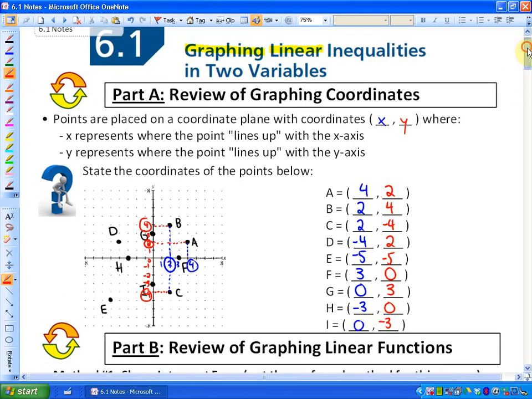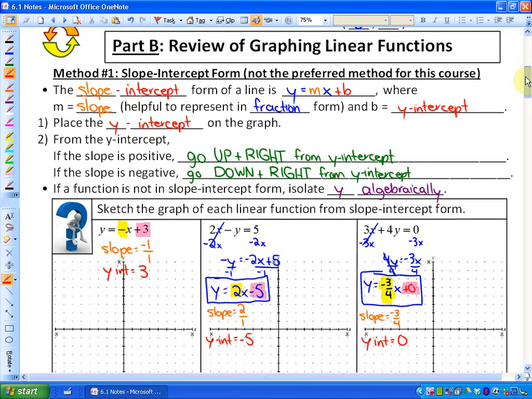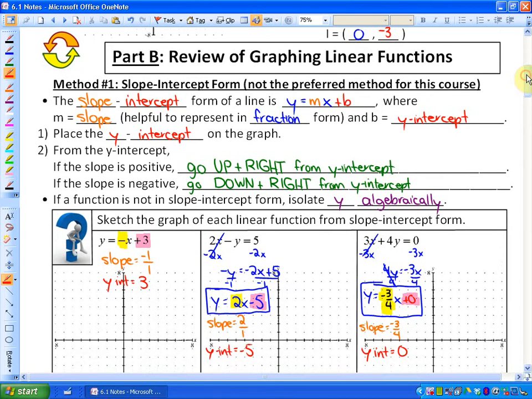What we're going to review now is two methods of how we graph lines. What I will mention is I'm going to do this first part quickly because it's not the preferred method for this particular chapter and the goals of what we're going to get into. However, I will review it.